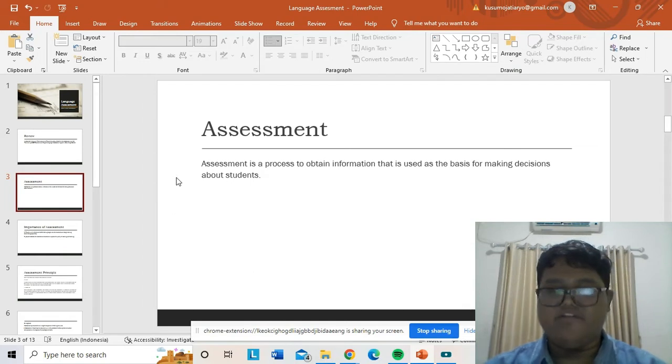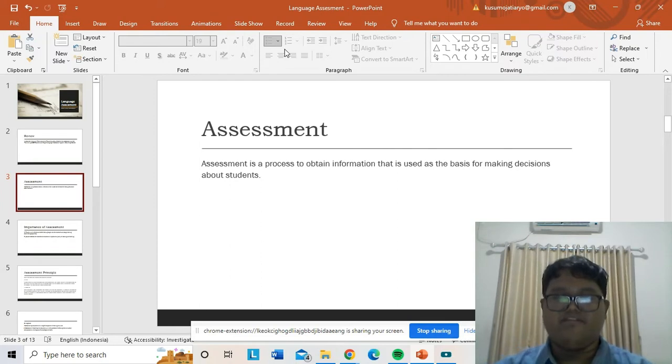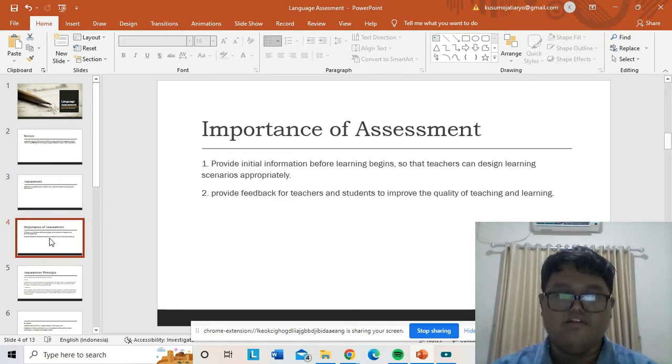Everything we know about the assessment. Assessment is a process to obtain information that is used as a basis for many decisions about the students. The importance of the assessment: there are two important points. The first is to provide initial information before learning begins so that teachers can design learning scenarios appropriately. The second is to provide feedback for teachers and students to improve the quality of teaching and learning.